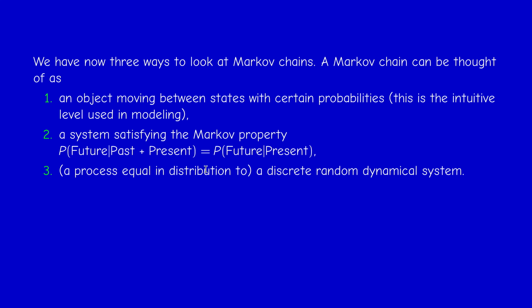And now we have a third point of view: we think of a Markov chain as a discrete random dynamical system. It's not really a discrete random dynamical system, but it is equal in distribution to one. In probability, the nature of the random variable or the process is not really important. What is really important in computation is the distribution. So if you have a Markov chain, you can replace it by a discrete random dynamical system, and you don't change anything.